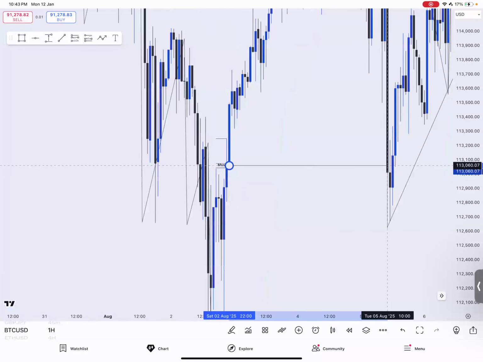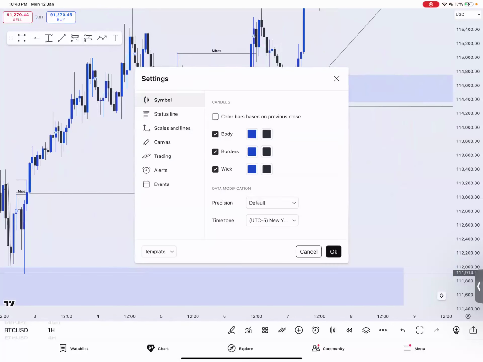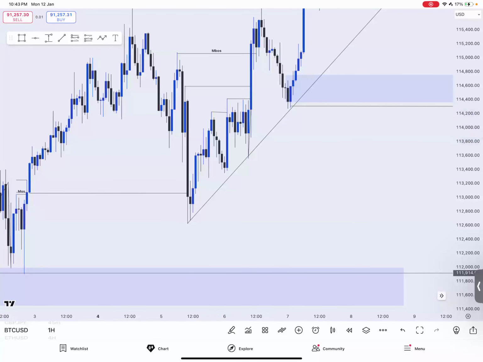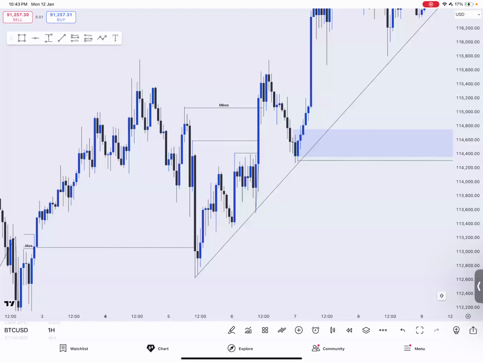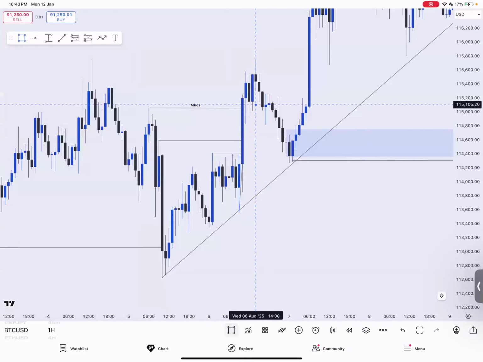So it means that you should only look out for inducements after you've seen your market structure shift or after you've seen your multiple structure. That's when you should look out for your inducement. So this one here is the multiple breaker structure. After that, the body closure of the multiple breaker structure candle is here.